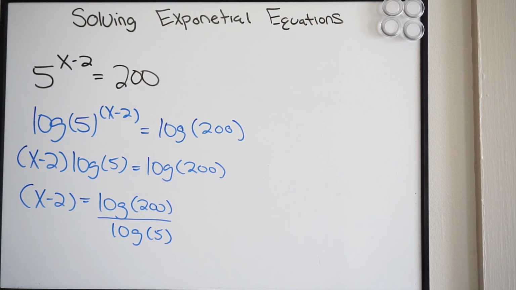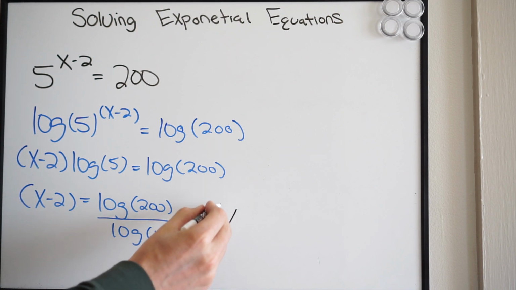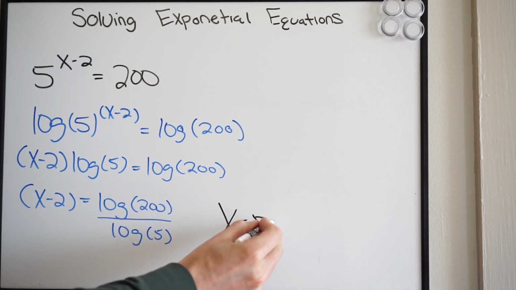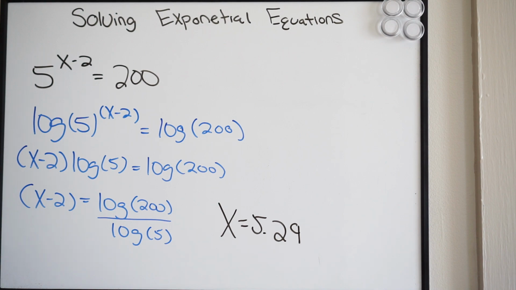So we're going to do this in our calculator. Let's do log of 200 divided by log of 5. Once we get our answer, we're simply going to add 2 to that. So whatever our answer is here, we simply add 2, and that will give us x. So x equals 5.29. And that is our final answer.